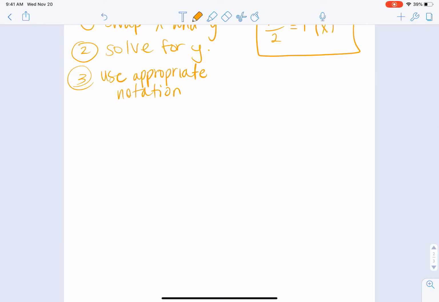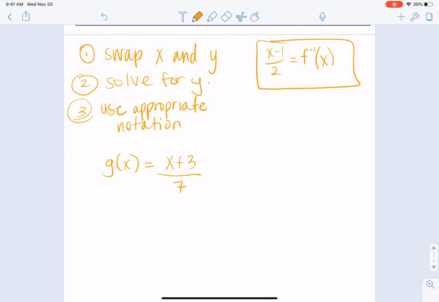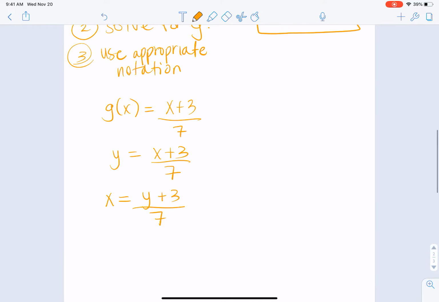So if you want to flip your papers over, let's do one more example together. What if I gave you g of x is equal to, let's say, x plus 3 over 7. My first step here is to swap x and y. So I'll replace y equals x plus 3 over 7. I'll swap my x and y. X is equal to y plus 3 over 7.